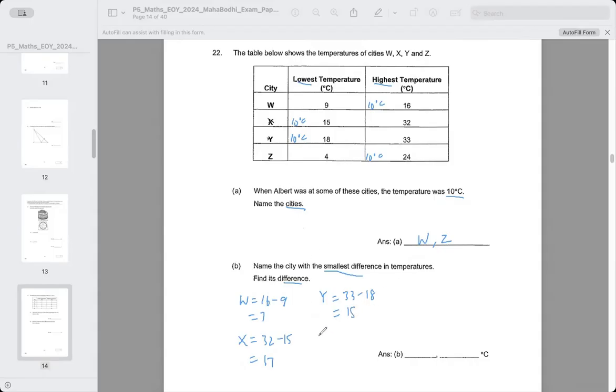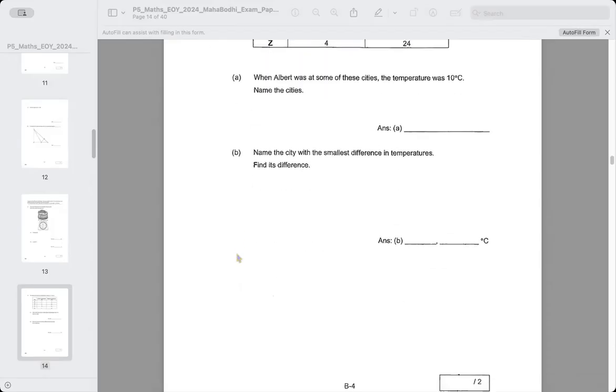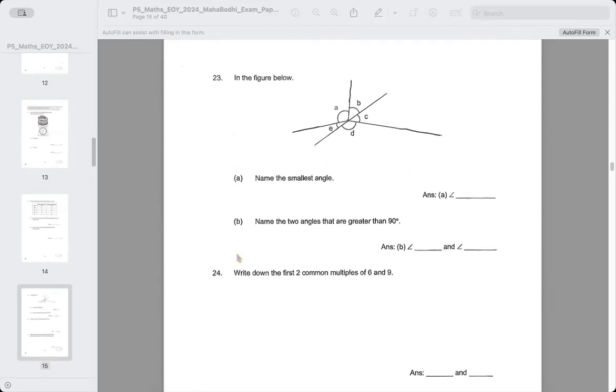And then for city Z, it will be 24 minus 4. That will give us 20 degrees Celsius. So the one with the smallest difference will be city W, okay, with a difference of 7 degrees Celsius. Okay, so this question actually, when you read properly, is pretty straightforward. Okay, let me clear. And then we will move on to question 23.